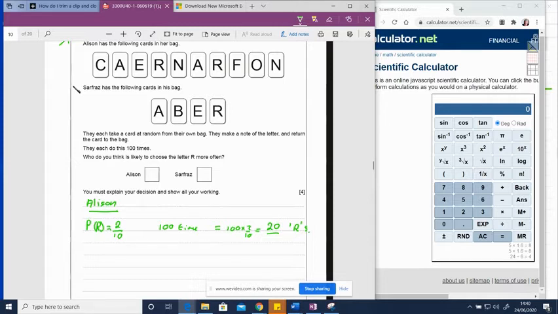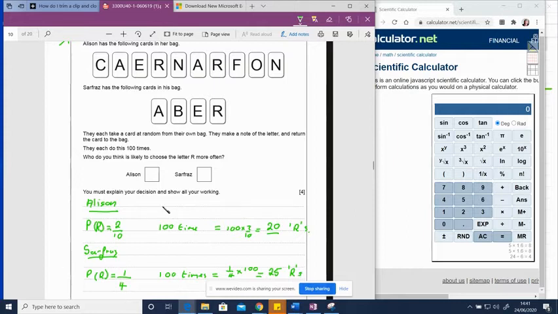If we look now at Sarfraz, the probability of him getting an R is the number of successful outcomes. So the number of R's in Aber, well, there's only 1 out of a possible 4 letters. Now, if he takes 100 turns, if you like, or if he chooses 100 times, he would get 1 over 4 multiplied by 100 number of R's. And that means he would get 25 R's.